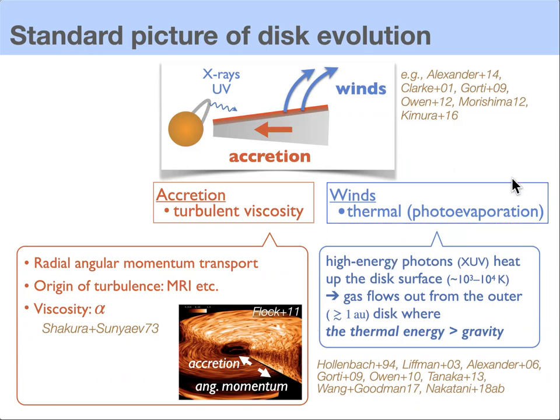On the other hand, photoevaporation drives thermal disk winds. Photoevaporation is driven by the radiation of the high energy photons such as X-rays and UVs, and heated gas in the disk atmosphere exceeds the gravitational potential in the outer disk. So such gas can flow out from the disk.